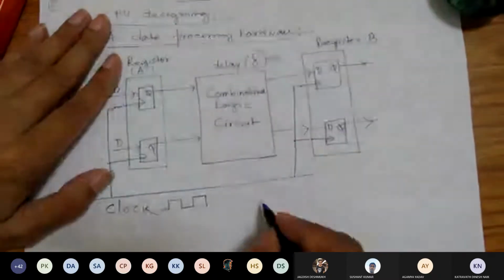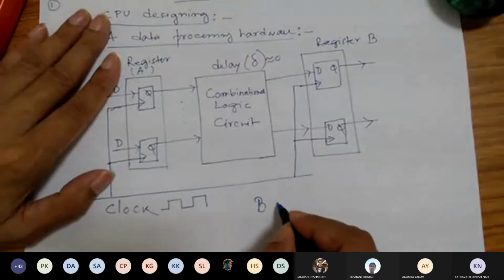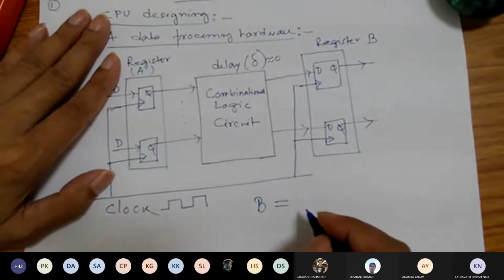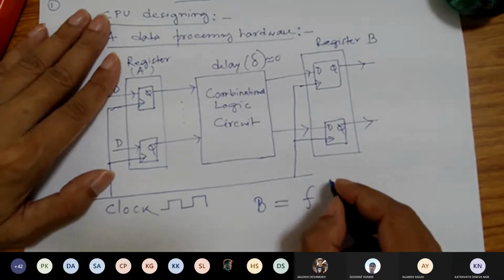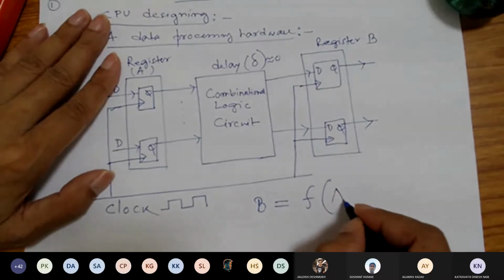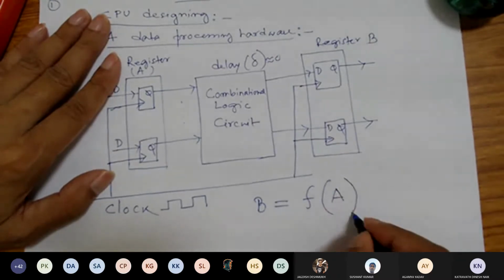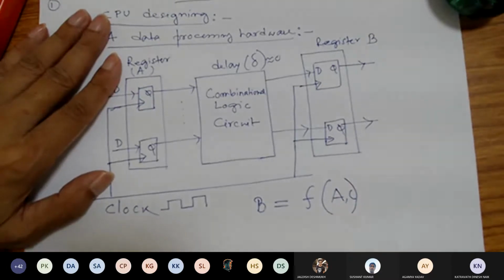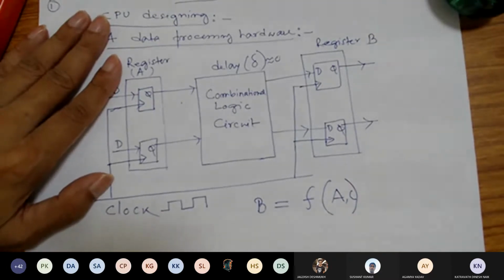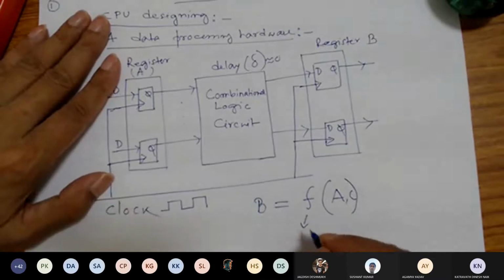So what I can write is P equals F of A, it may be A comma C also, something like that. And this F is the combinational circuit.